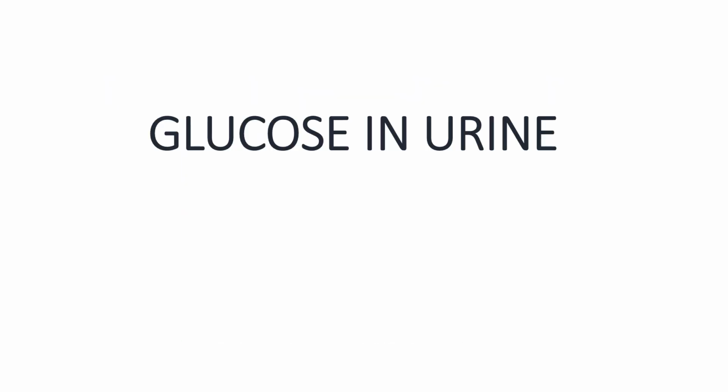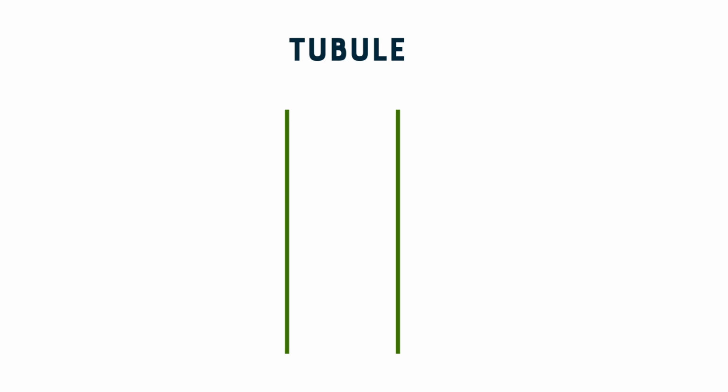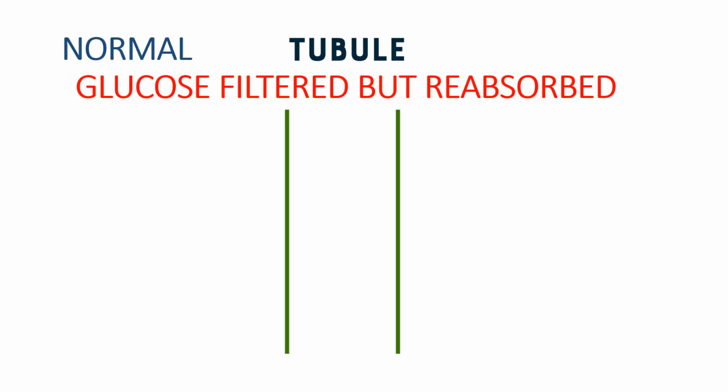Now, number one is glucose in urine. So normally what happens is, as I told you before, glucose gets filtered at the glomerulus level. So it enters the Bowman's capsule and then the tubule. So glucose is filtered, but the reason we don't see glucose in the urine is that glucose gets reabsorbed.